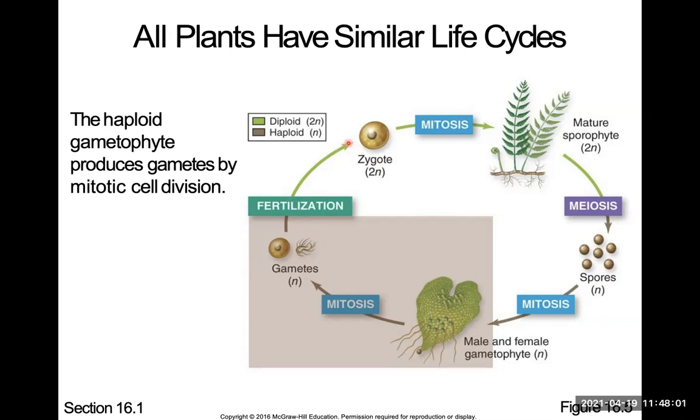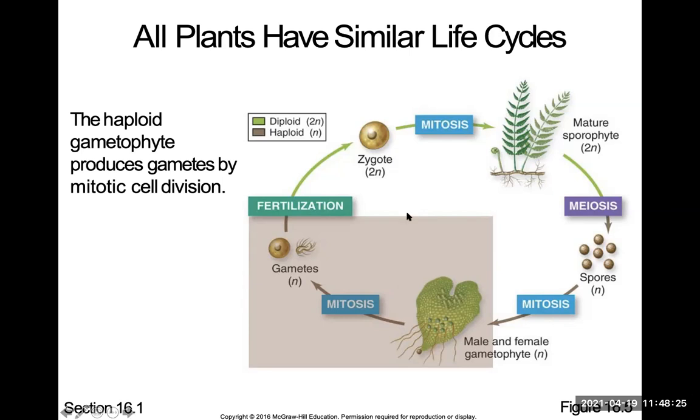I really want you to commit this to your memory. I want you to take a blank sheet of paper and keep drawing this until you have this memorized. On the exam, I can give you this life cycle. I can ask you to label, either in between, or I can ask you to label the stages. So you really have to know this cycle for the plants, alternation of generation.